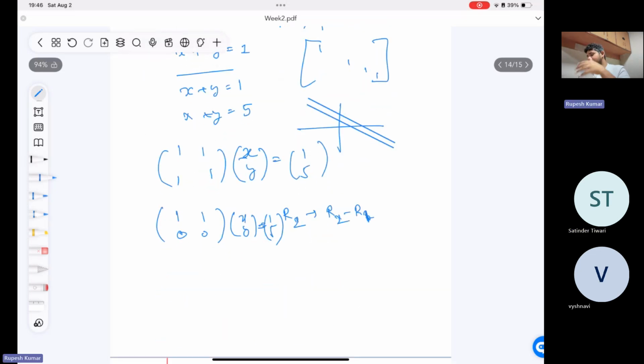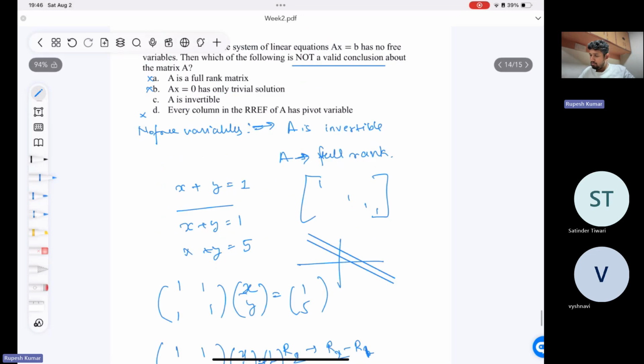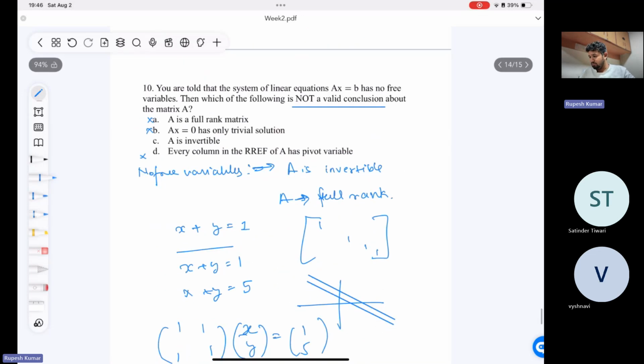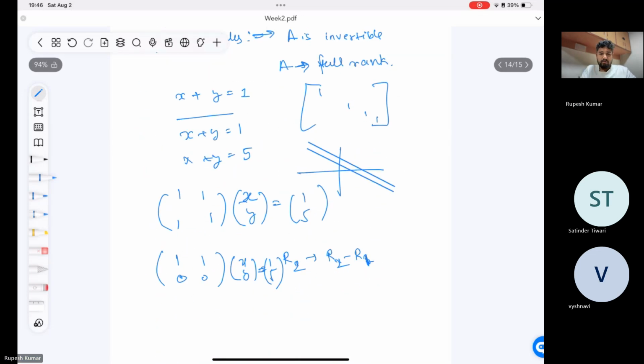But my ideas are clear, right? The idea of pivot variable, it's simple, right? Yes, sir. So I guess none of the options is a valid conclusion. So let me quickly check once, right? Let me just confirm.